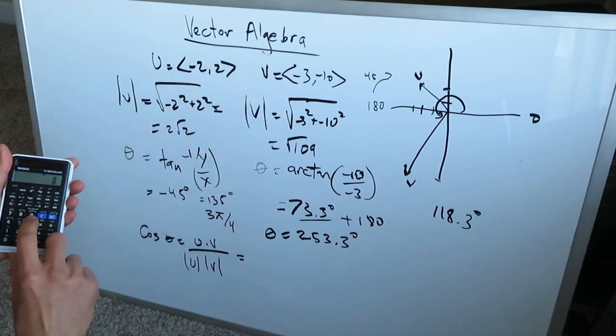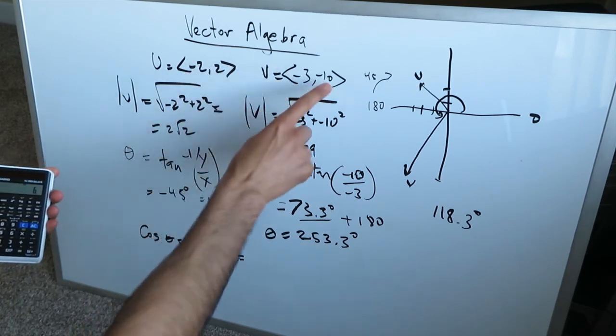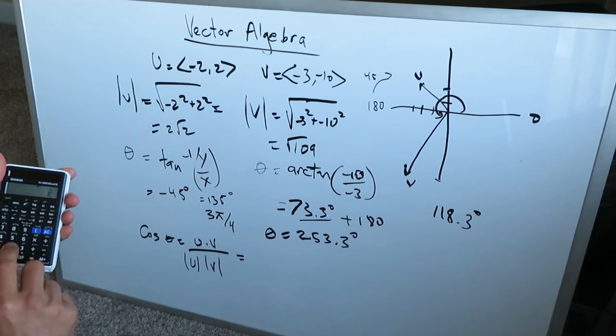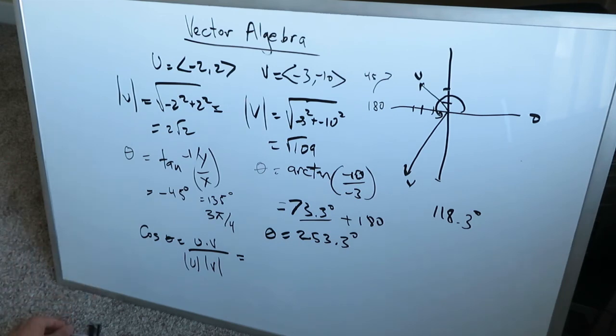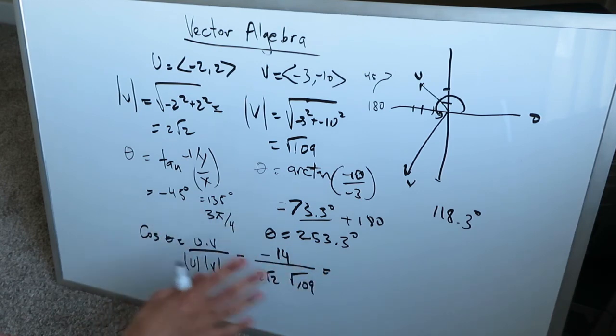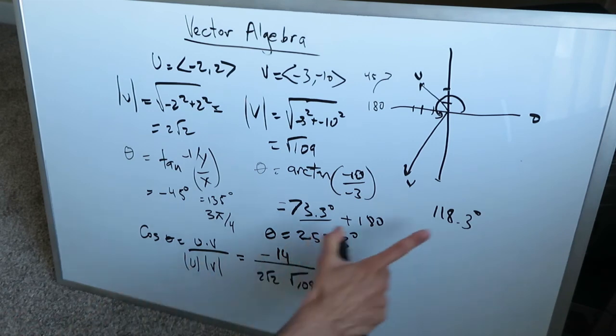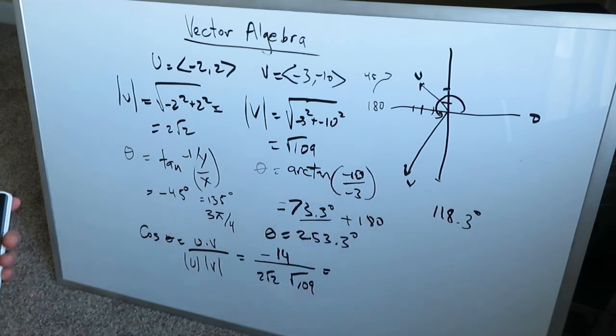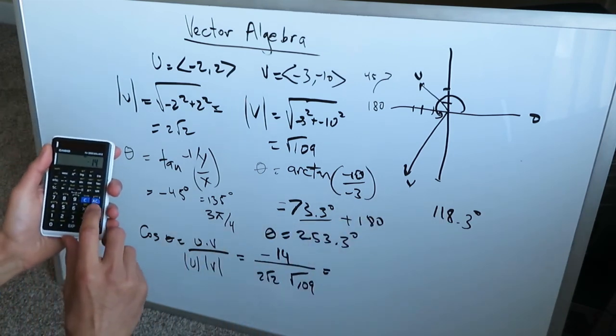Minus 2 times minus 3 is a 6, plus 2 times minus 10 is a minus 20. We get a minus 14. My dot product is a minus 14. My magnitude for u was 2 root 2. My magnitude for v was the square root of 109. You're going to take this calculator product and do the inverse cosine to that and you'll get something very close to 118.3. If we've done this correctly, we will get that.